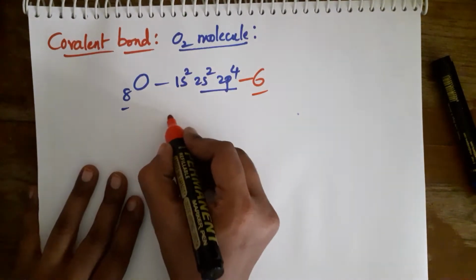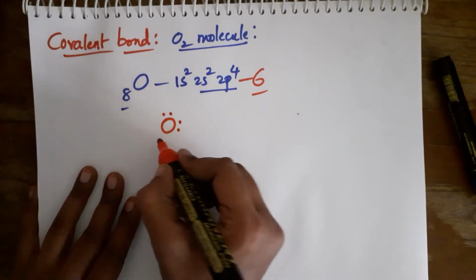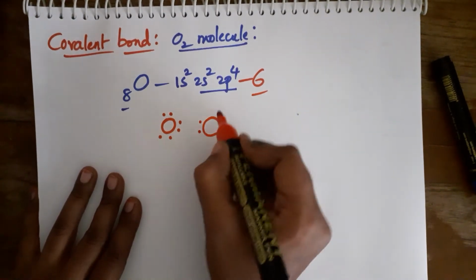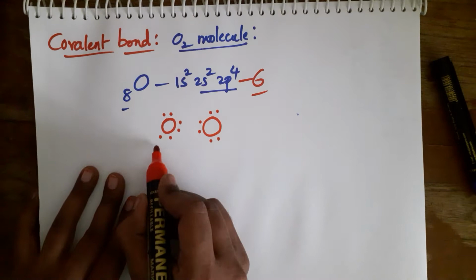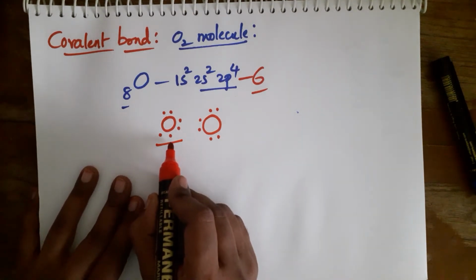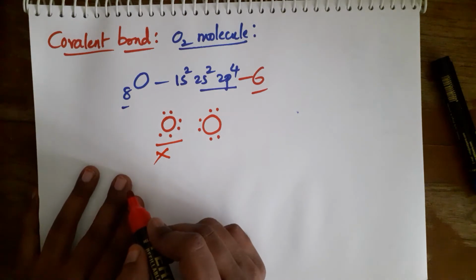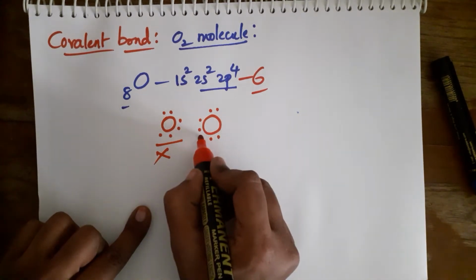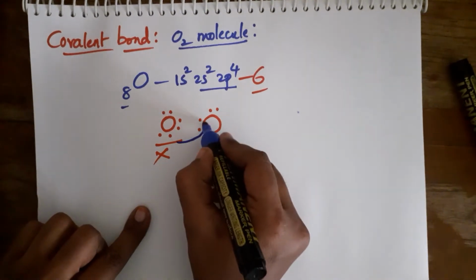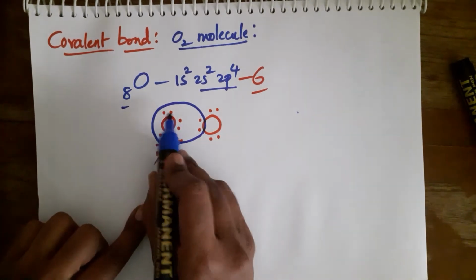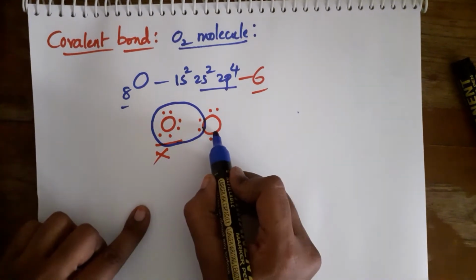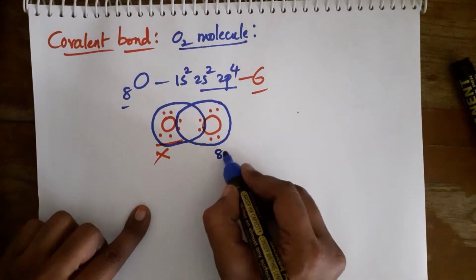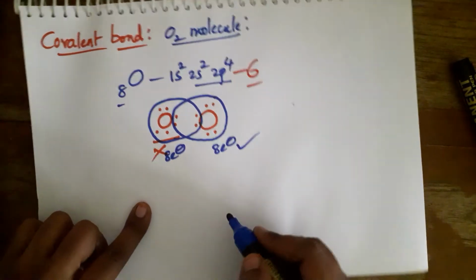Here the oxygen atom contains 6 electrons like this. Here 2 oxygen atoms are there, and the other oxygen also contains 6 electrons. Does this have 8 electrons, an octet? No, it is not following the octet configuration, so it is unstable. It will share 2 electrons with the other oxygen. Then it becomes 2, 4, 6, 8. This oxygen also shares the other oxygen's 2 electrons and becomes an octet. Both oxygens now contain 8 electrons and it will be very stable.